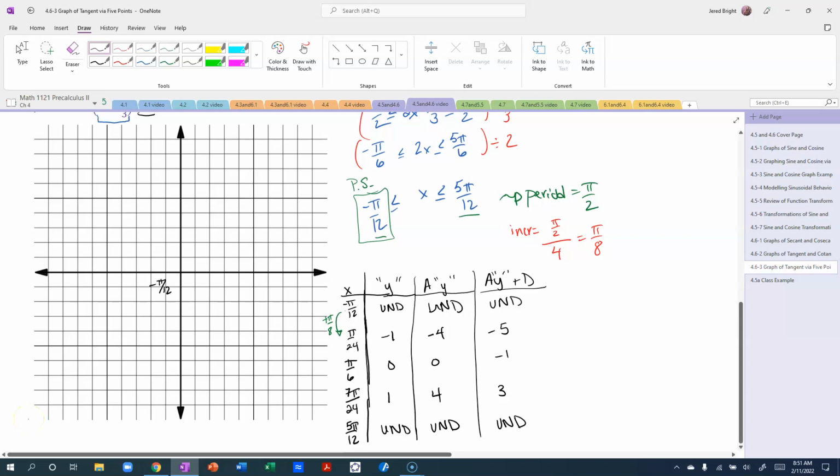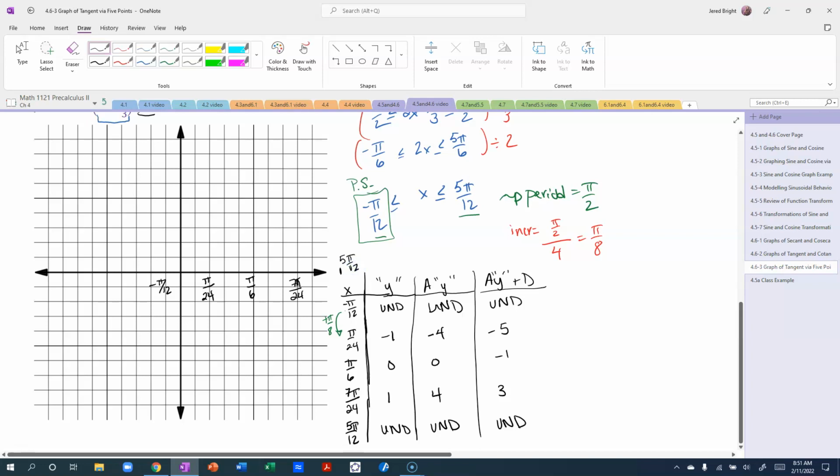Actually, I'll do every 3, just spread it out. So pi over 24, and then 1, 2, 3. This will be pi over 6, 3 more. This will be 7 pi over 24. 1, 2, and I need a third one over here. That's fine. This will be 5 pi over 12.